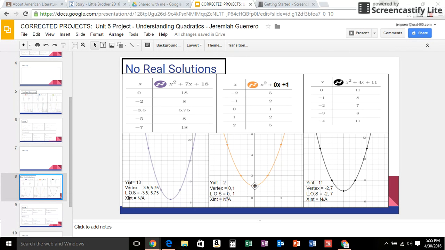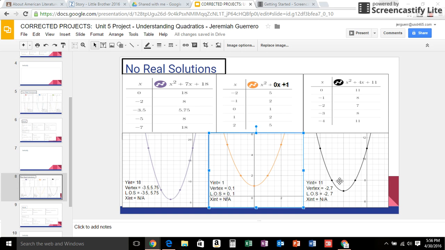Alright, so for this graph here, the vertex is also the same as where, oh wait, give me a second, messed up there. The y-intercept is the same as where the vertex is located. So the y-intercept is at 1 and the vertex is at (0, 1), as well as where the line of symmetry is. And the x-intercept is non-existent because it never touches it.